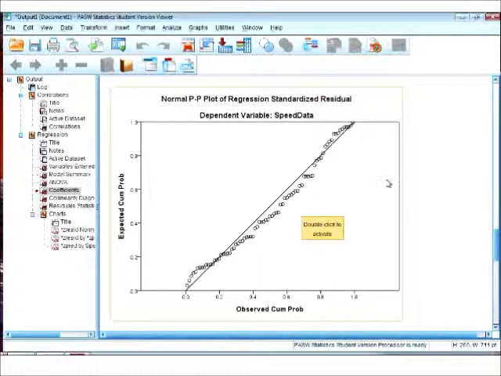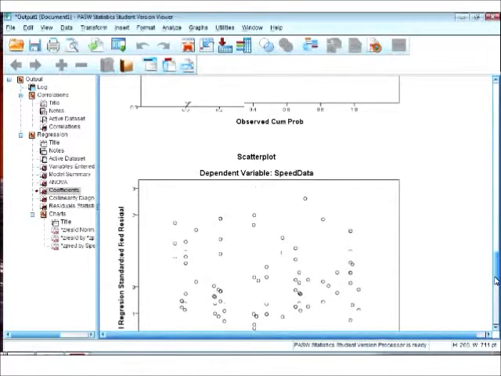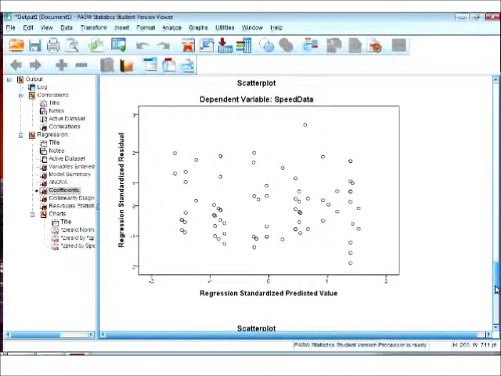If the distribution was something like going way up here, then way down here, and then way up here, then we would say that no, errors are not normally distributed. Then we need to go back and change our model again.